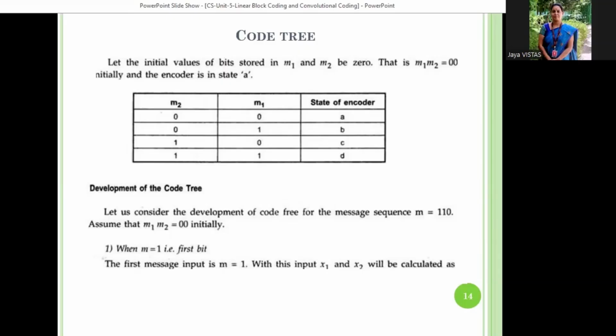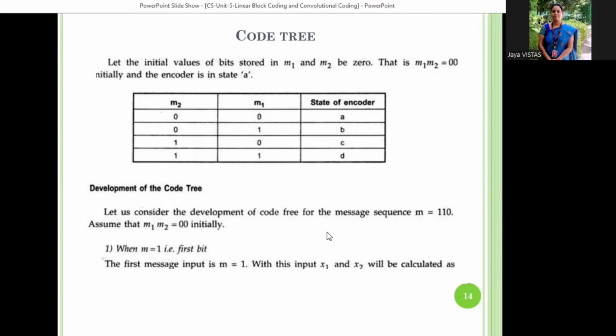This is used for solving the problem. The state of the encoder is M1 and M2: 0, 0 means A, 1, 0 means B, 0, 1 means C state, and 1, 1 represents D state. Then how to develop the code tree? Here is one example. The input message sequence is 110. Assume initially M1 and M2 are 0, 0.